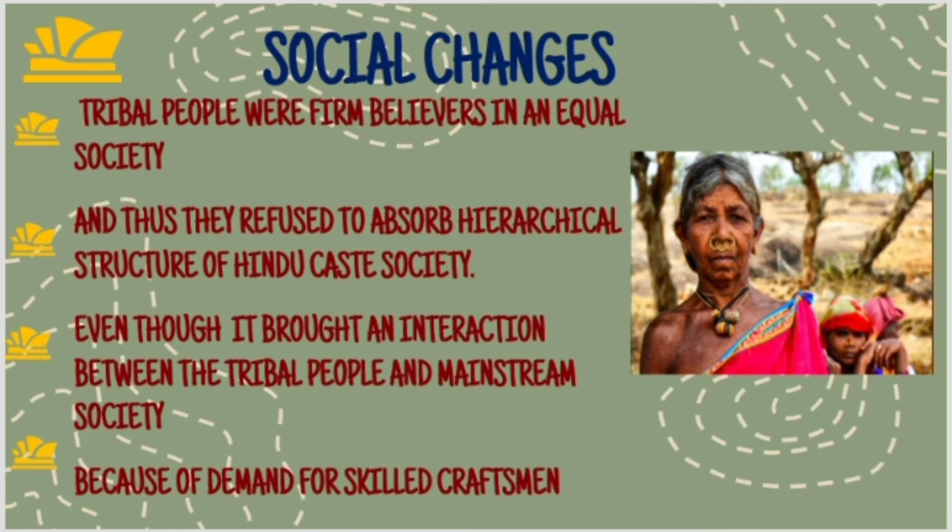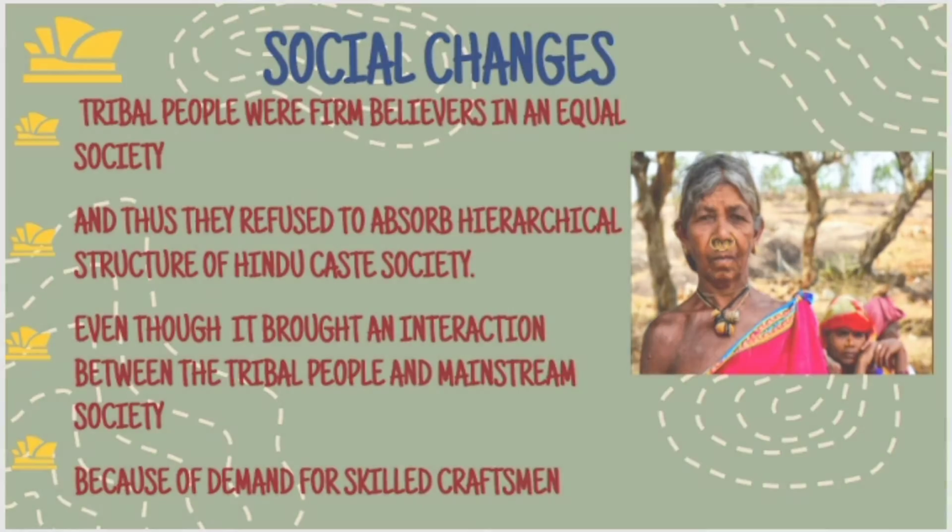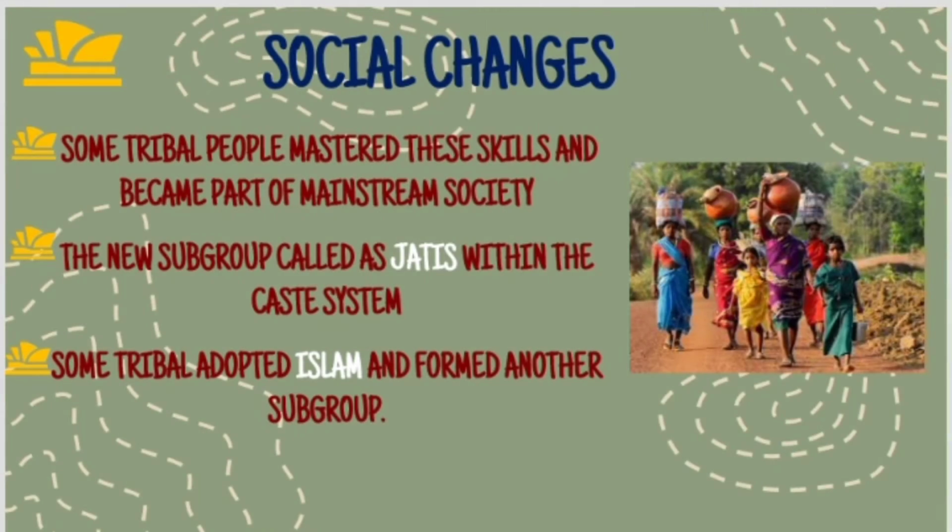Why? Because the town people were in need of skilled persons, skilled craftsmen. Skilled craftsmen means the person who knows how to do all the works, the goldsmith work, the blacksmith work, all the works. So the mainstream people were in need. Likewise, the tribal people also mastered all the skills. So they formed new subgroups called jatis. Within the caste system, they formed the groups called jatis.